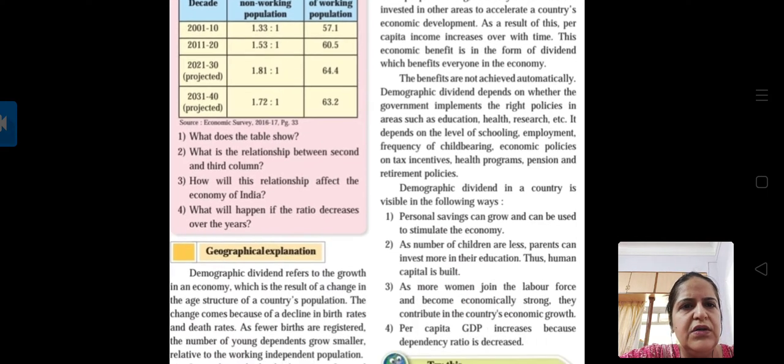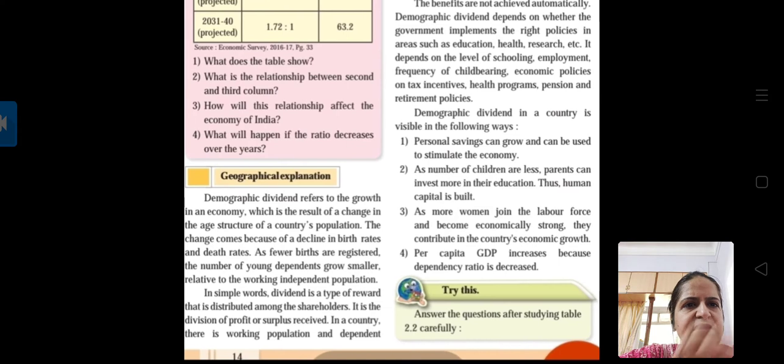Now, demographic dividend refers to the growth in an economy which is the result of a change in the age structure of a country's population. I have already spoken about this paragraph. The change comes because of a decline in birth rates and death rates. Fewer birth rates are registered.